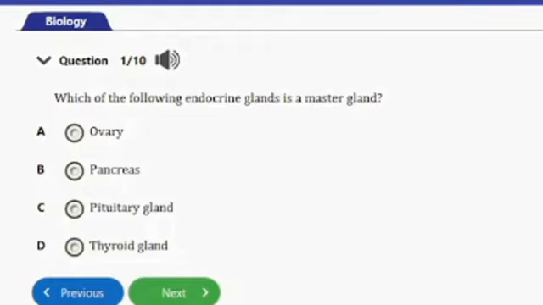It says, which of the following endocrine glands is a master gland? We have A, ovary, B, pancreas, C, pituitary gland, and D, thyroid gland. So guys, the answer to this question is option C, and that's the pituitary gland. The pituitary gland is also known as the master gland, and that's because it secretes hormones that control the rest of the other endocrine glands. And that's it for this question.